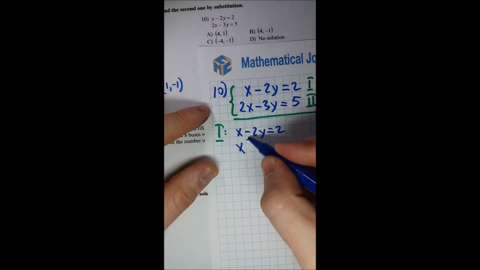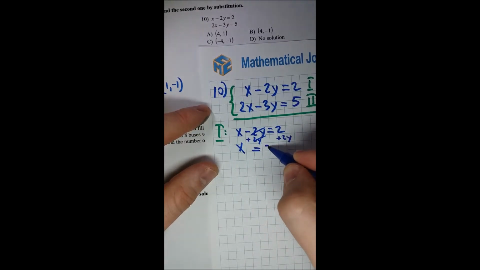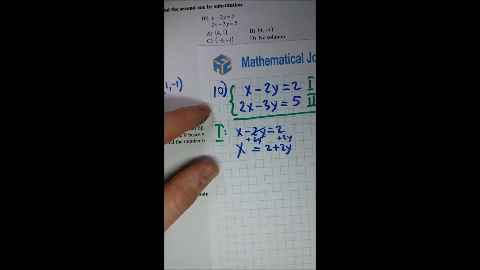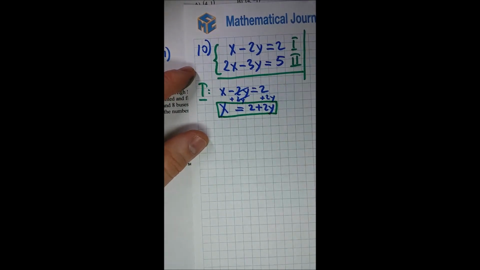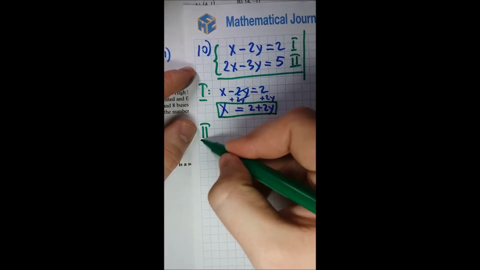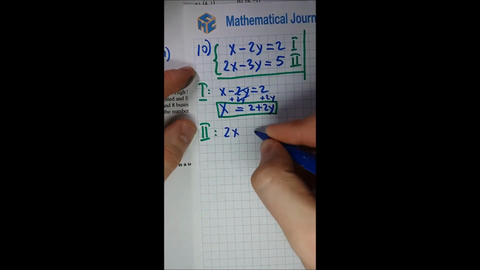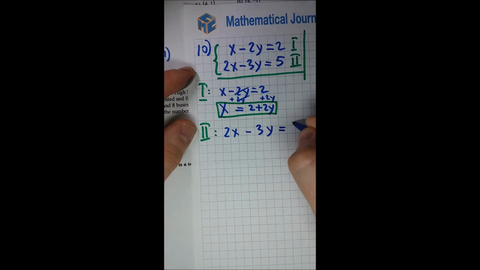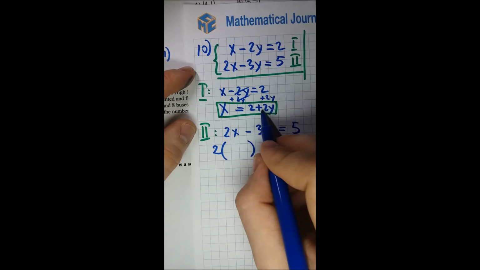We're actually gonna add 2y to both sides, okay, so that these two cancel out. x equals 2 plus 2y. This is my x, okay, so this is it. I found out what x is going to be equal to. Now what I'm going to do is I'm going to write down equation number 2 and plug in that x into it. Okay, so now I need to write down equation 2, and equation 2 goes 2x minus 3y equals 5. Now instead of x, I'm going to plug in whatever x equals.